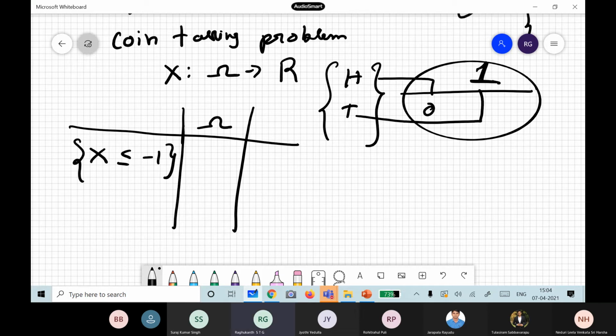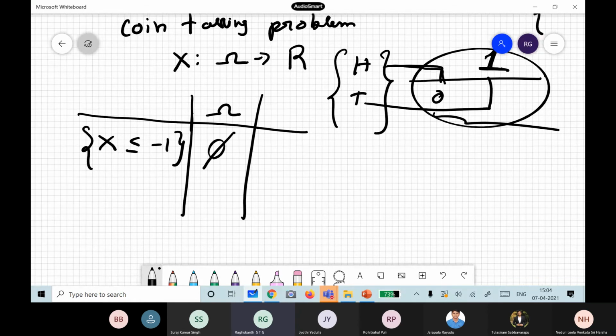See, everything starts from where? In the real line, everything starts from 0. Head has been mapped to 0, tail to 1. So everything starts with 0. So now when I am asking less than -1, say, there is nothing in the sample space, which means it is a null set actually.